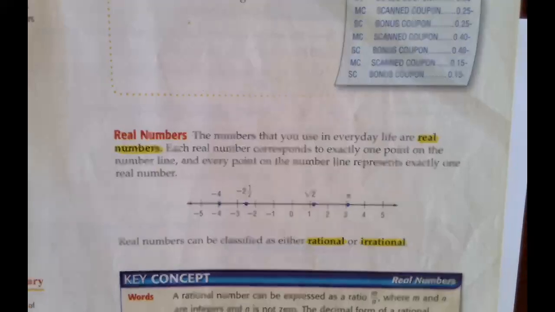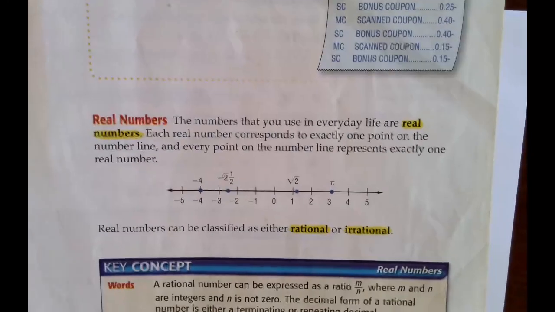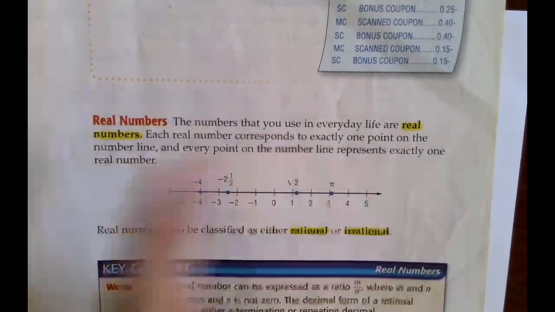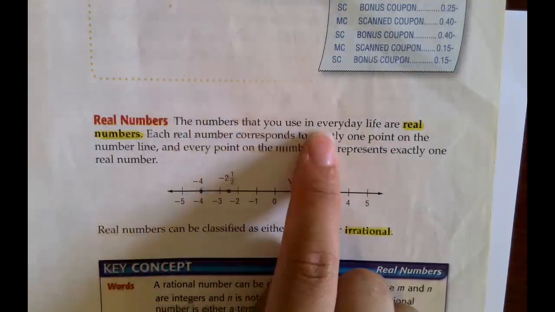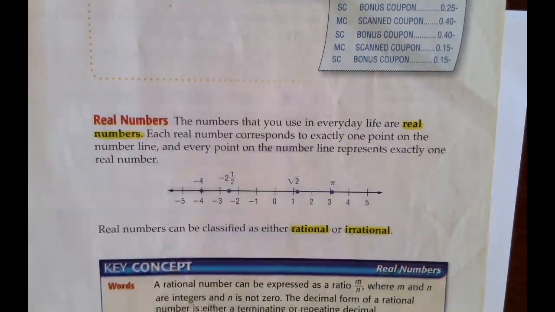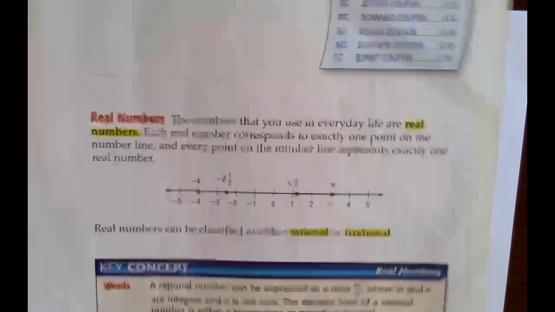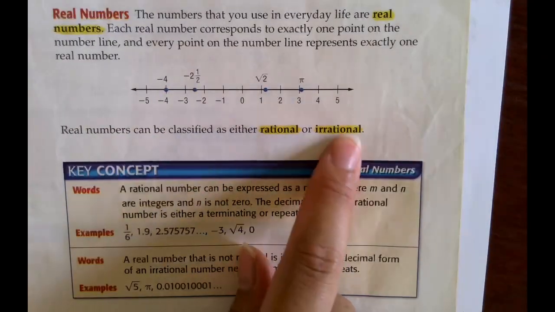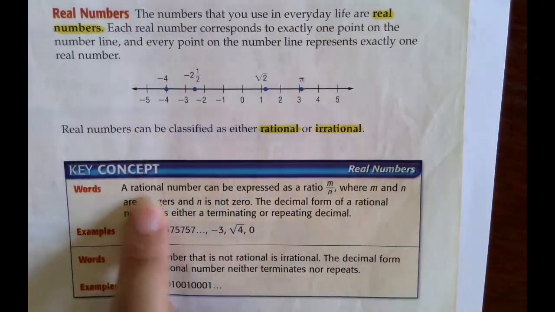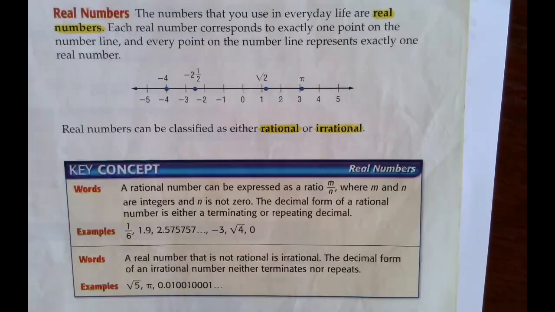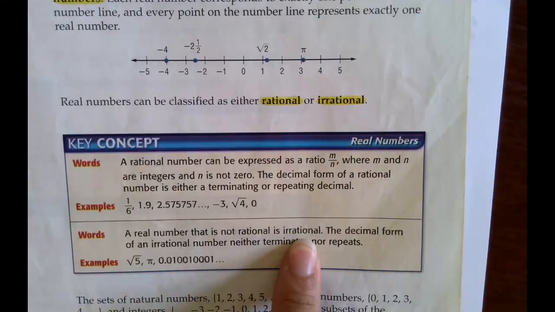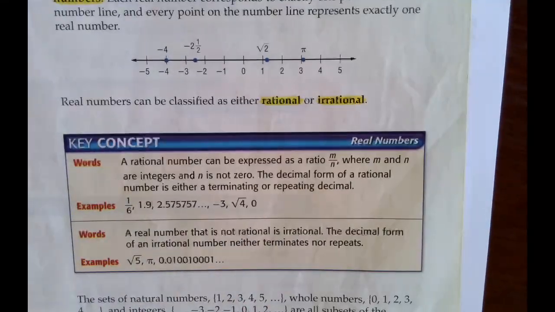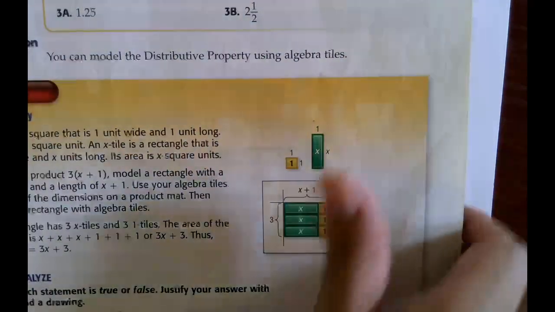So if you're following along in your book, before we get to our first examples, you should be seeing the definition for real numbers, right? They're the numbers that you use in everyday life. It might ask you for some examples. Here, real numbers can be classified as either rational or irrational, right? You're going to write the definition of rational numbers, maybe give some examples, give the definition of irrational numbers, and give some examples as well, okay?